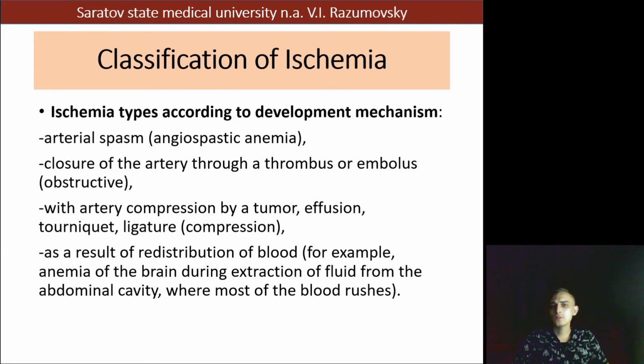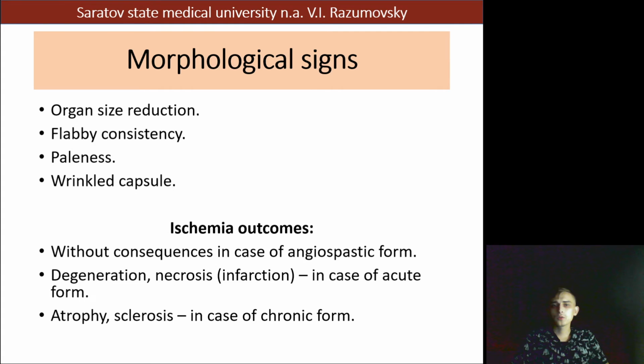It may be associated with arterial spasm, closure of the artery through a thrombus or embolus, or artery compression by a tumor, effusion, or ligature. It may also result from redistribution of the blood, for example, anemia of the brain, or during extraction of fluid from the abdominal cavity, when most of the blood rushes away. Morphological signs: organ size reduction, flabby consistence, paleness, wrinkled capsule.